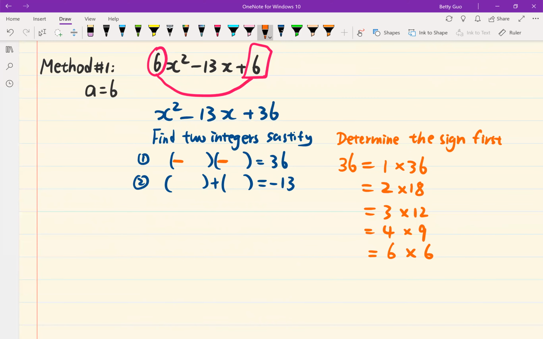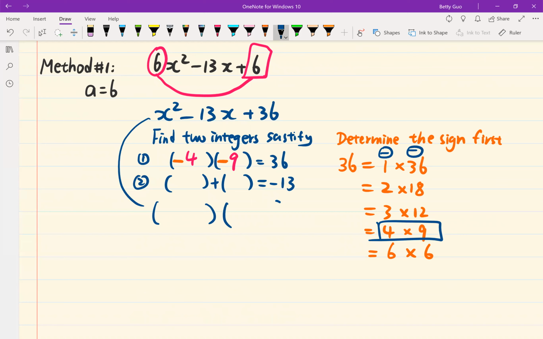And the two numbers need to be both negative, and only in this case, negative 4 and negative 9, do they satisfy the two conditions. Negative 4, negative 9. They multiply to positive 36. They add up to negative 13. So the blue quadratic trinomial can be factored as x plus the first number, negative 4, times x plus the second number, negative 9.